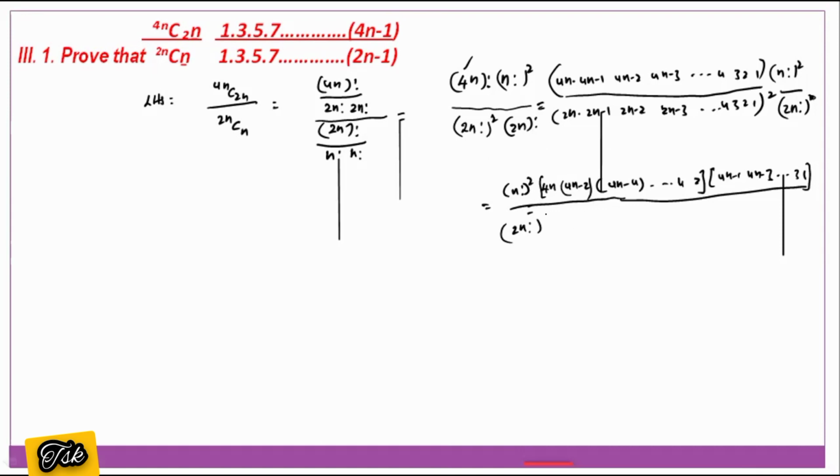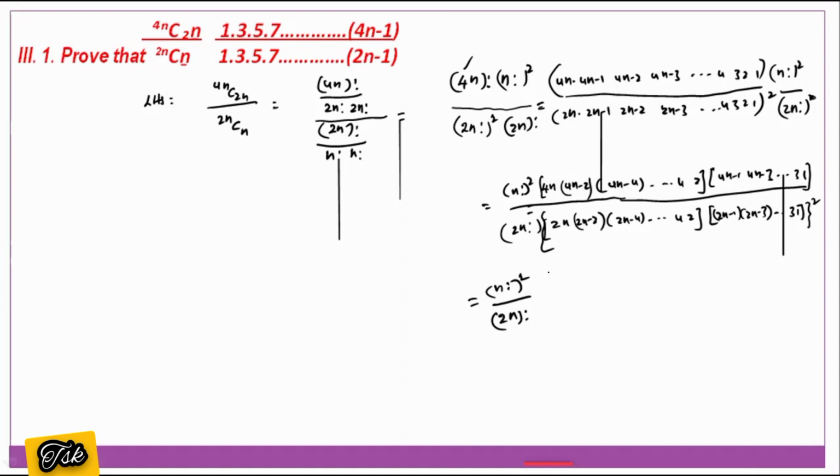This 2n factorial, (2n factorial) whole square, can be written as 2n, (2n minus 2), (2n minus 4), and so on, 4, 2, and then into (2n minus 1), (2n minus 3), and so on, 3, 1, then whole square. This becomes (n factorial) whole square by 2n factorial. And then when you take 4n, (4n minus 2), (4n minus 4), and so on, 4, 2.